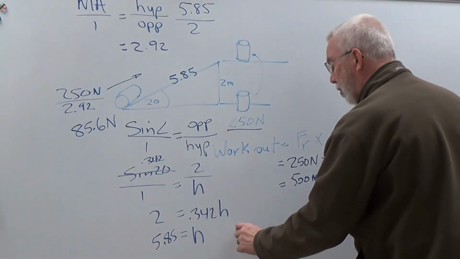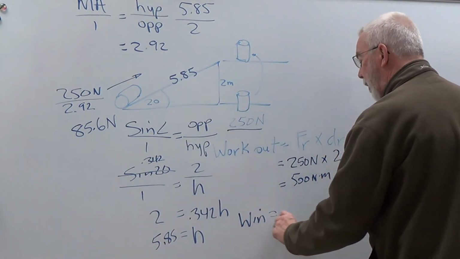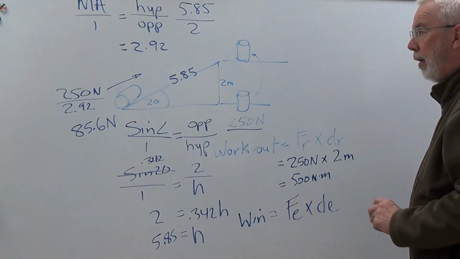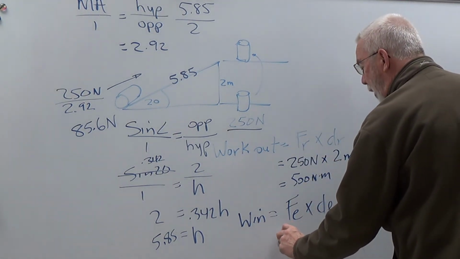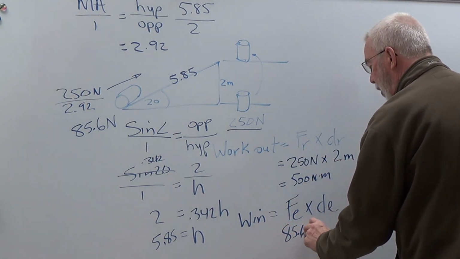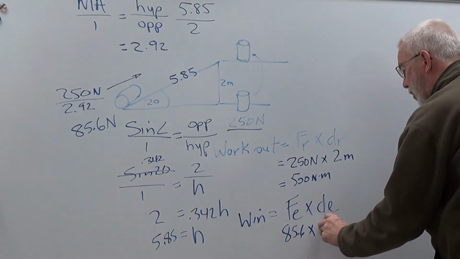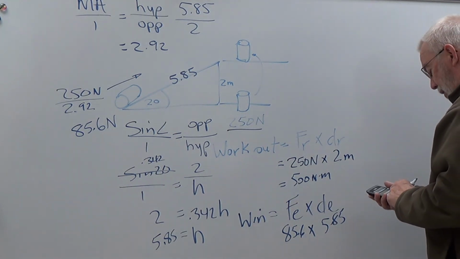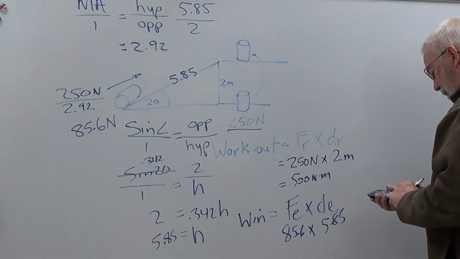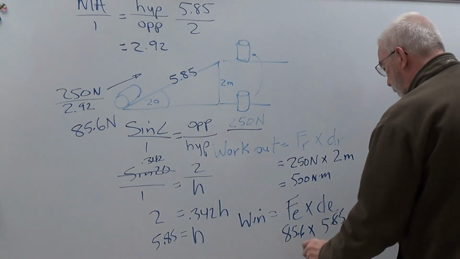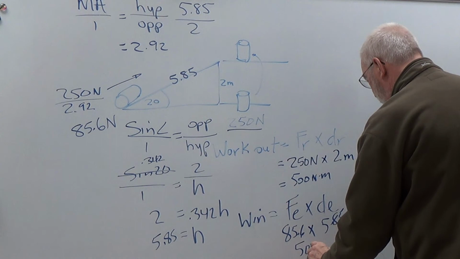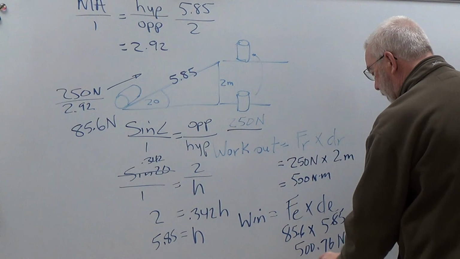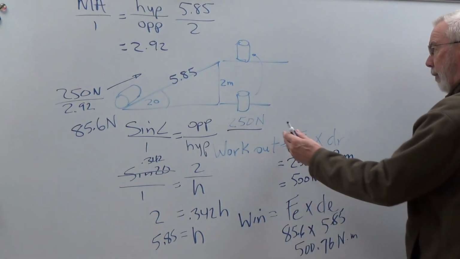The work in is going to be equal to the force that we apply times the distance that we're going to apply it. Well, we're going to only have to apply a force of 85.6, but we're going to have to do that over a distance of 5.85. Well, when we multiply those together, 85.6 times 5.85, we get 500.76 newton meters.